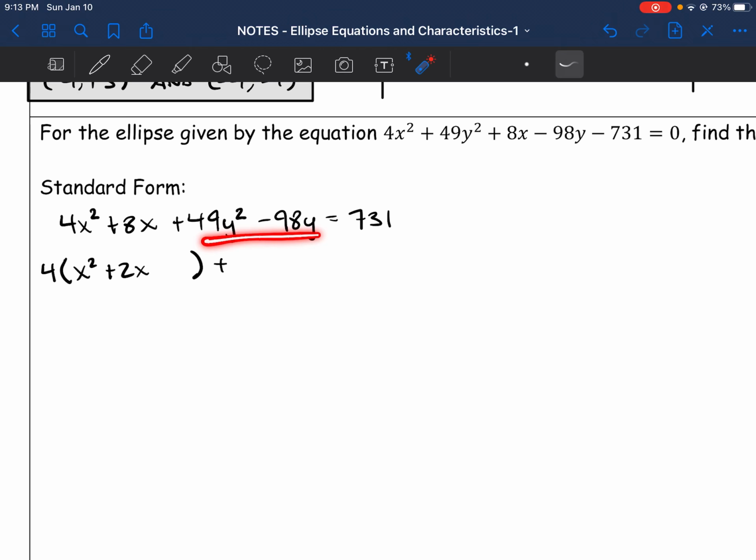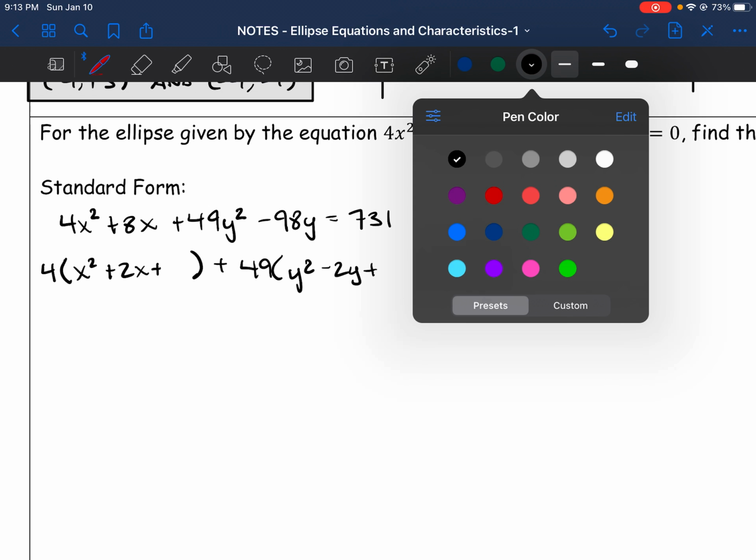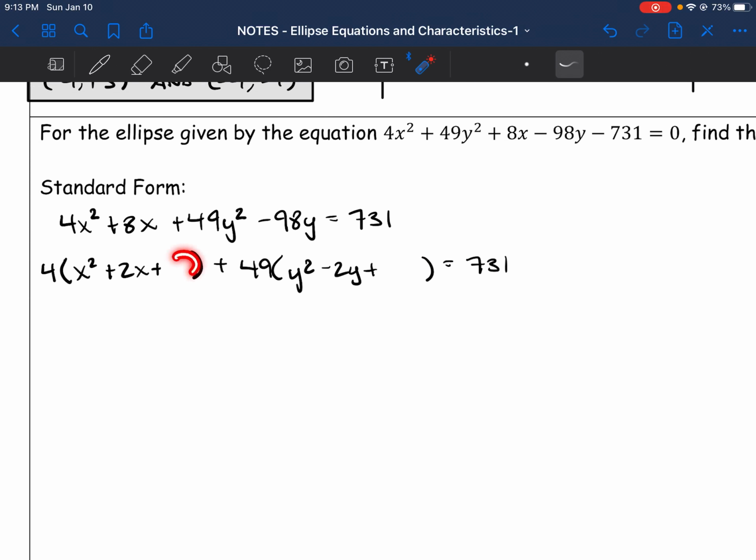Now looking at the y variables, well, this 49 is being multiplied to y squared, so let's factor out the 49, and we get y squared minus 2y. And again, let's leave a little space there for the constant we're going to add in, equals 731. Let's think about these constants now. What constant can I add here to make this in the parentheses a perfect square? Well, if we take half of 2, we get 1. We square it, so 1 times 1, we get a positive 1. There we go, plus 1.